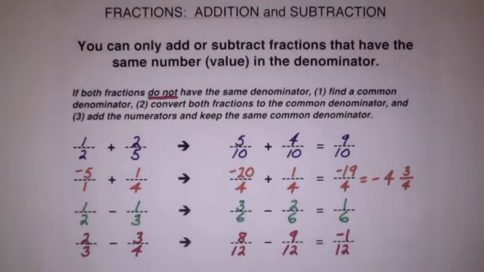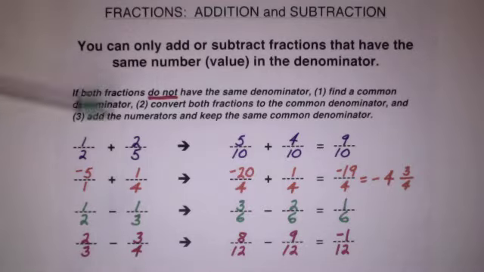out of 10 parts. If both fractions do not have the same denominator, you must find a common denominator first. So you convert both fractions to the common denominator, and then you add the numerators and keep the same common denominator. So let's look at the first example. 1/2 plus 2/5. These denominators are not the same, so I can't add them.